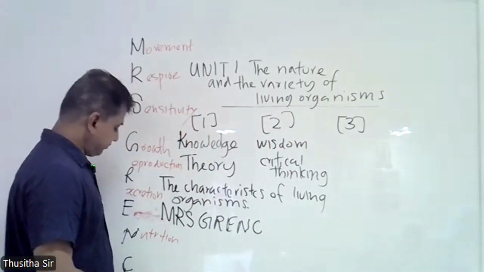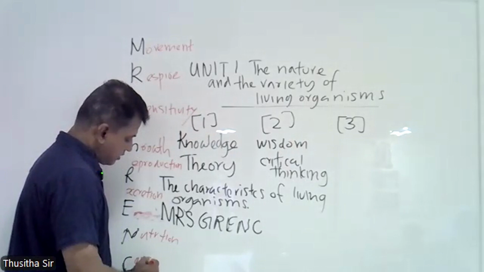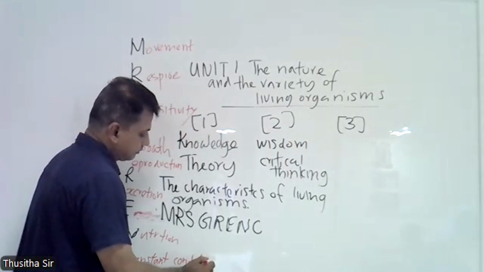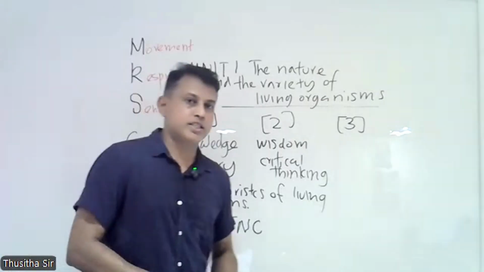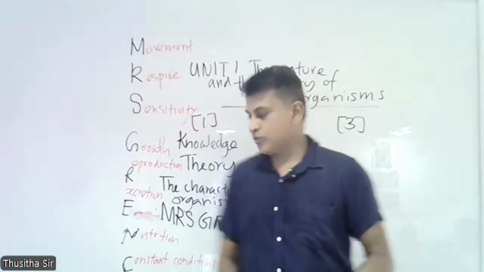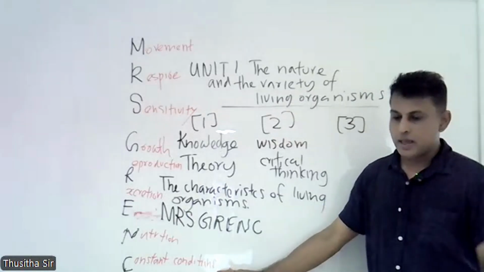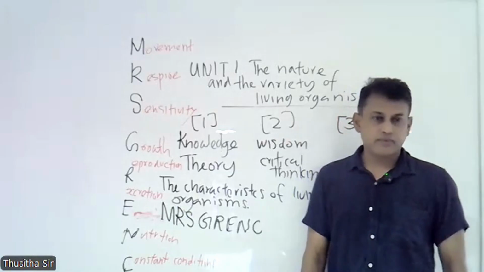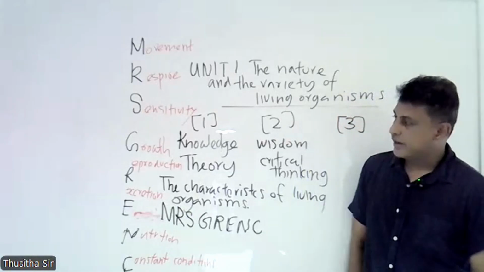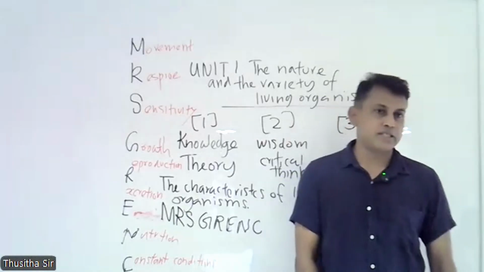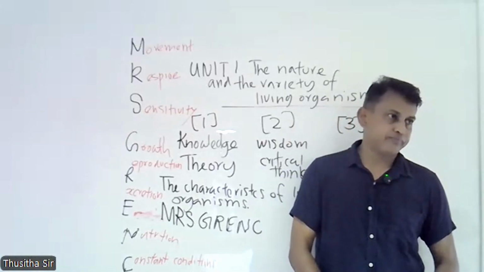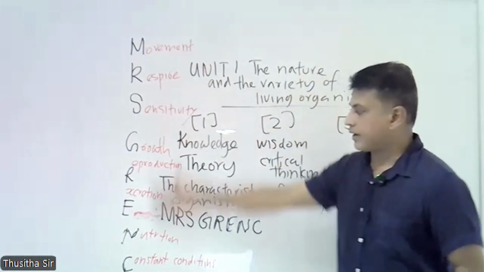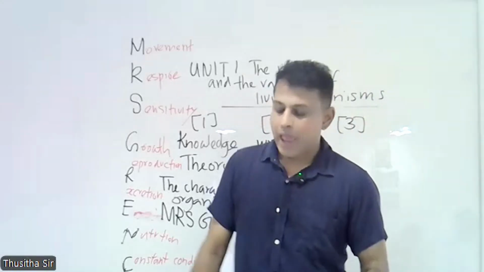Next one, constant conditions. So we maintain constant body conditions. For example, the human body temperature is 37 degrees Celsius. Okay, so these are all the characteristics of living organisms.